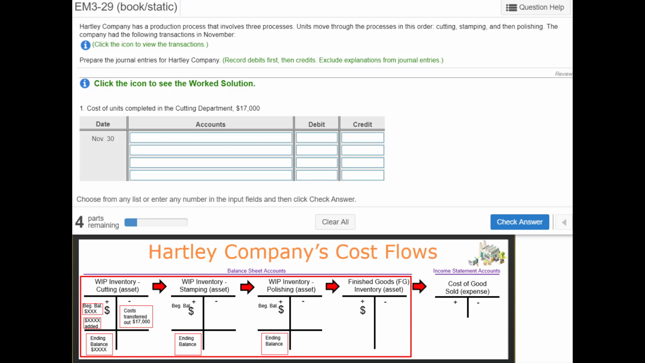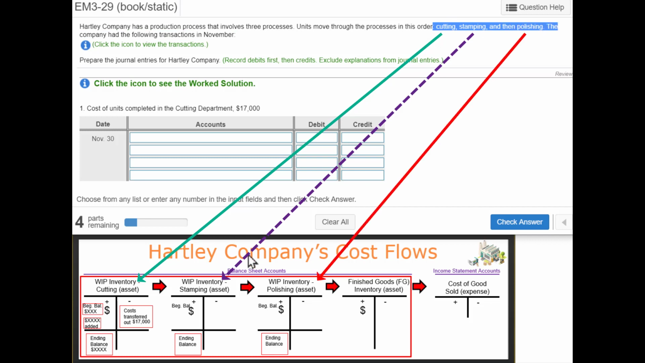Exercise 20-29. We're going to journalize the transfer of costs in a process costing system, and then we will journalize the sale of the manufactured products. So Hartley Company has a production process that involves three processes. Units move through the processes in this order: cutting, stamping, and then polishing. I modified a PowerPoint slide and I have a screenshot here.